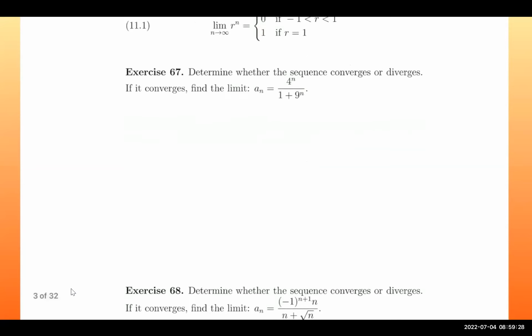So let's look at this example. Most likely we're going to apply that theorem. It says determine whether it diverges or converges. So once again, we set up our limit.